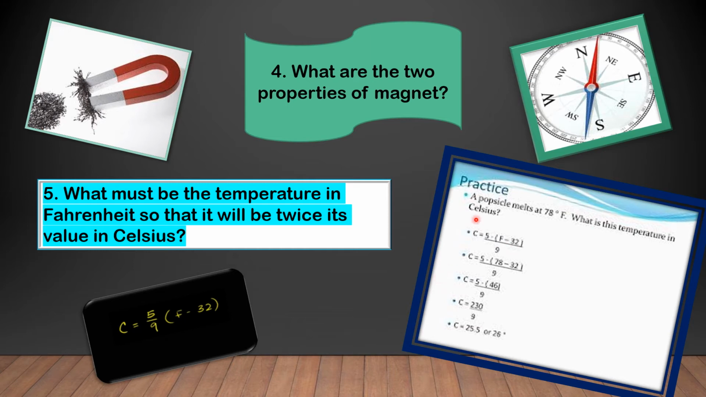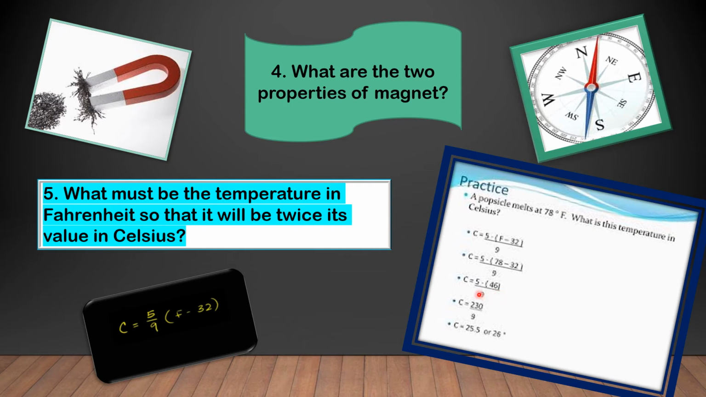You see, popsicle melts at 78 degree Fahrenheit. What is this temperature in Celsius? That means you have to convert this 78 degree Fahrenheit temperature into Celsius. So formula is C is equal to 5 by 9 into F minus 32. So instead of F, they have written 78, and after that 78 minus 32, it's coming 46.